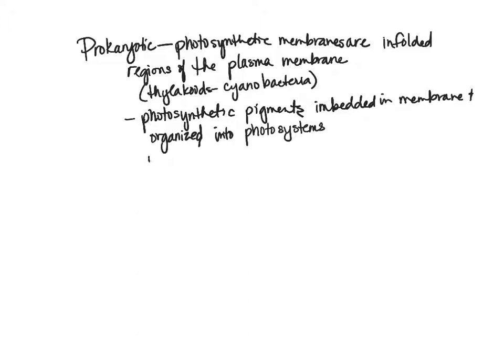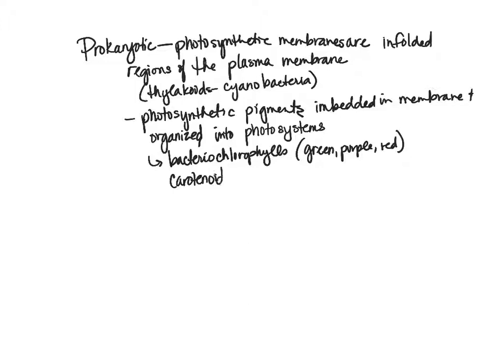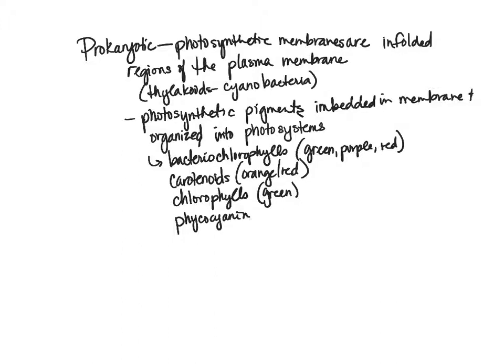But some examples of our photosynthetic pigments are bacteriochlorophylls, which are green, purple, and red colors. We have carotenoids, which give orange and red color. We have chlorophylls, which we see a lot in our plants and eukaryotic photosynthetic organisms. Our phycocyanins give a blue color, and then our phycoerythrins give a red color. Erythrins, like erythrocytes, red blood cells, red. So we have all of these different photosynthetic pigments.